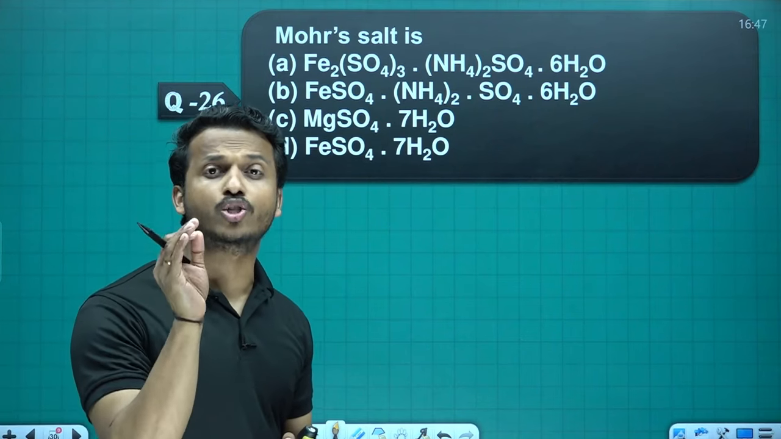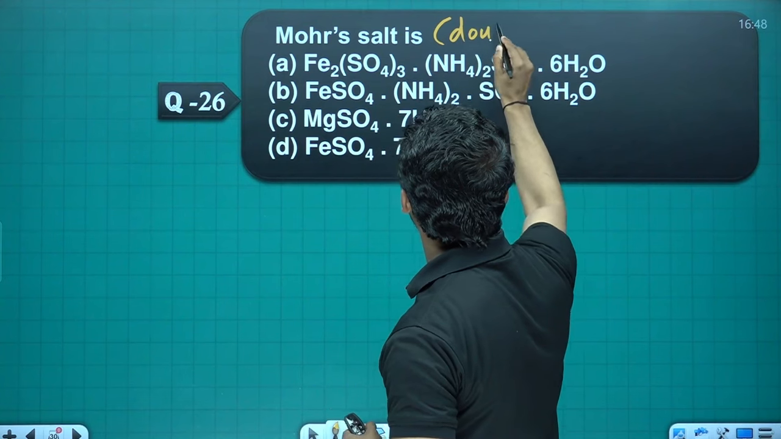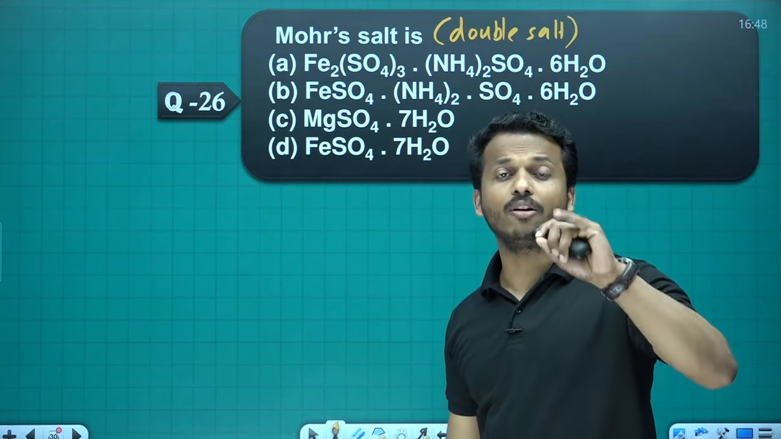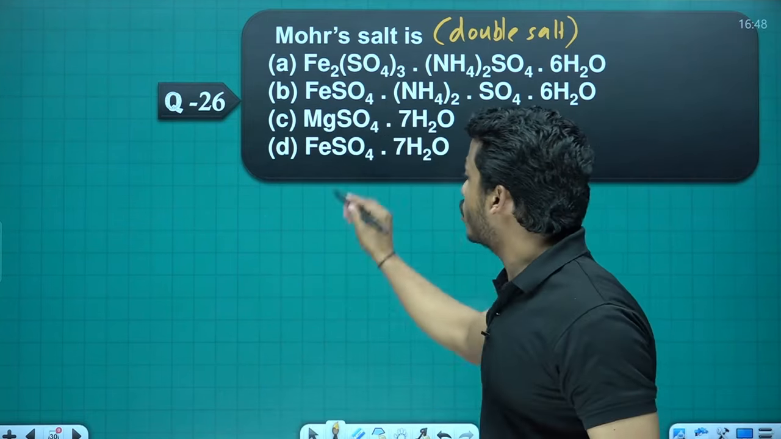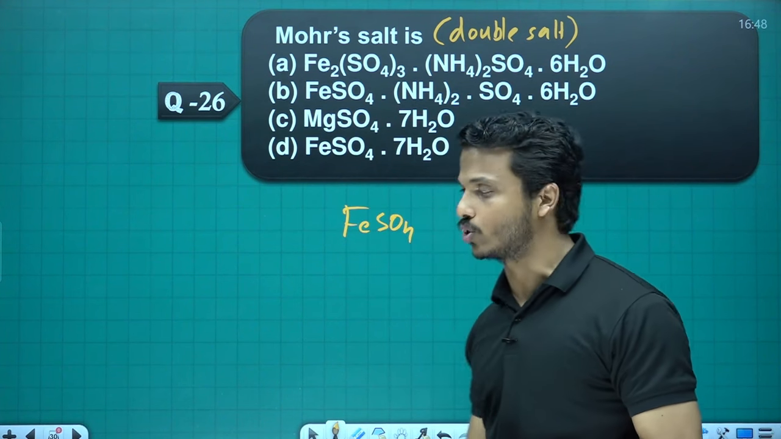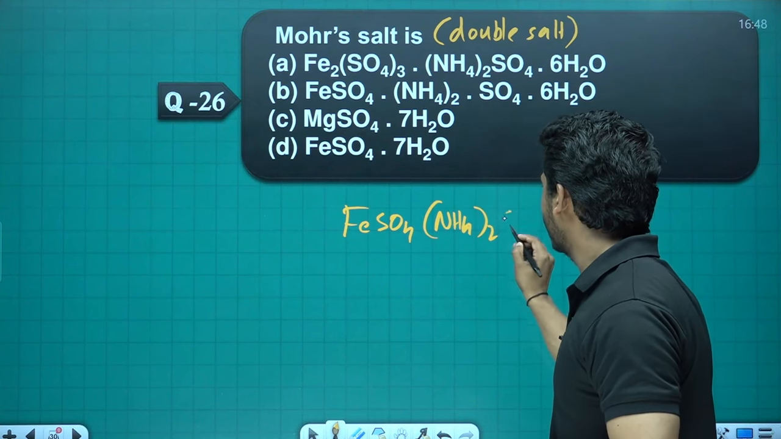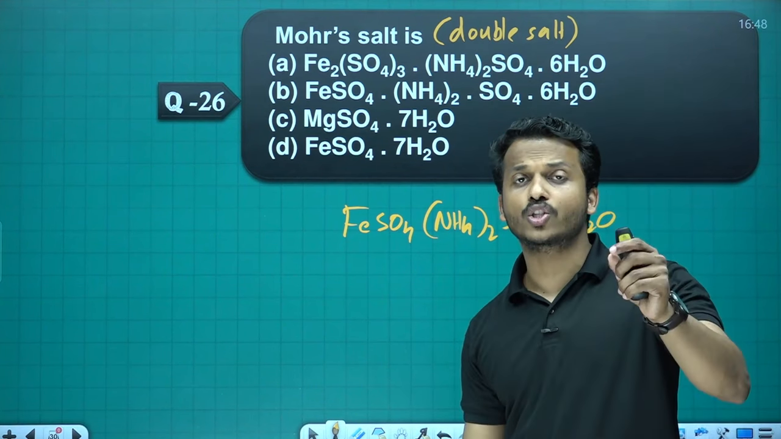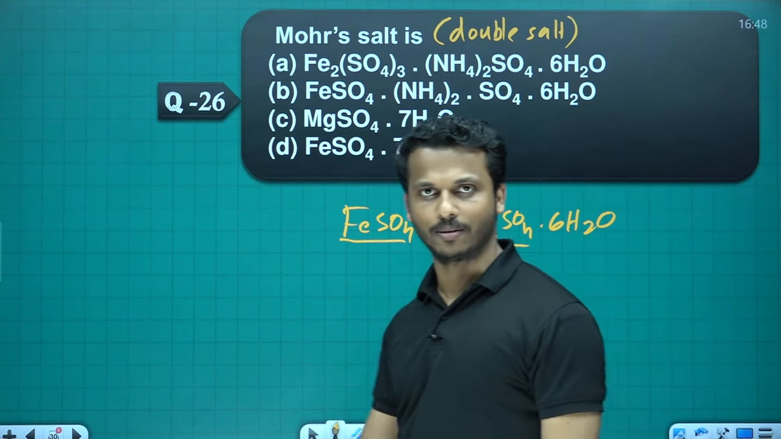6. What is Mohr's salt? We studied Mohr's salt is a double salt, right? Double salt in the sense it's a combination of two salts. Mohr's salt contains ferrous sulfate. What is ferrous sulfate? FeSO4 and ammonium sulfate (NH4)2SO4 along with 6H2O. Note it, all of you: Mohr's salt is a double salt which contains ferrous sulfate and ammonium sulfate.